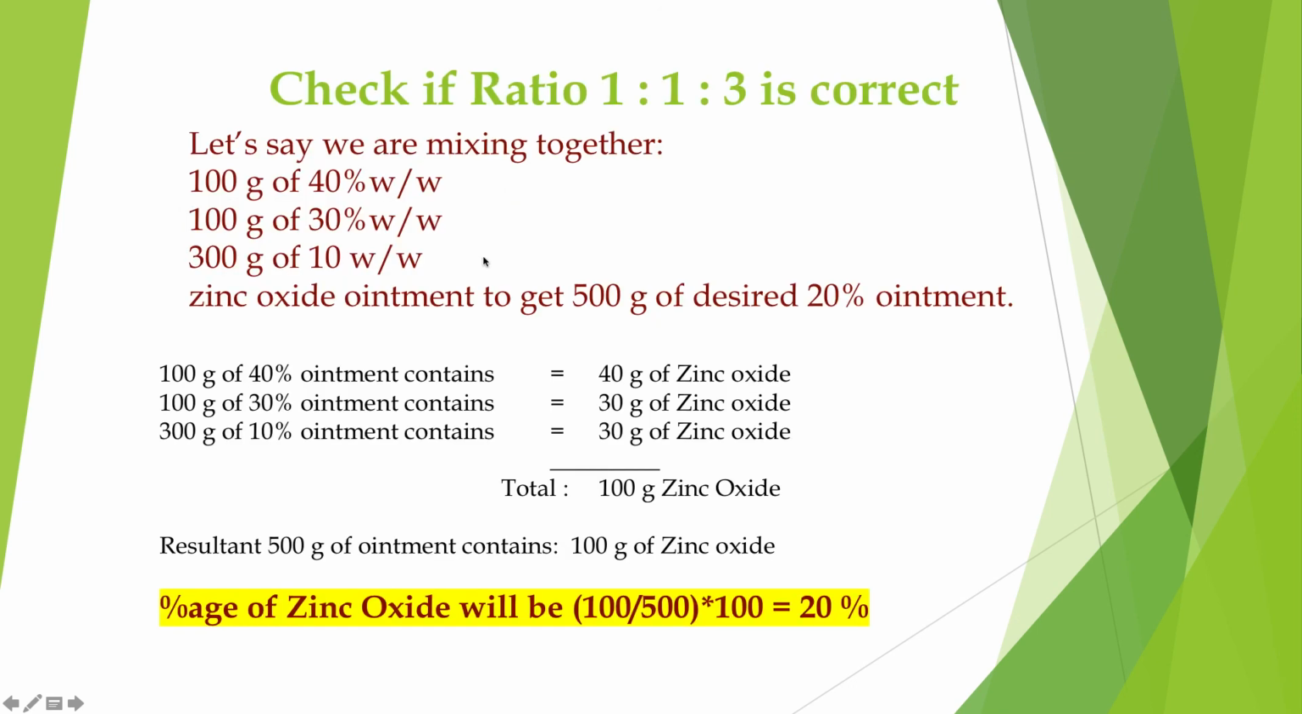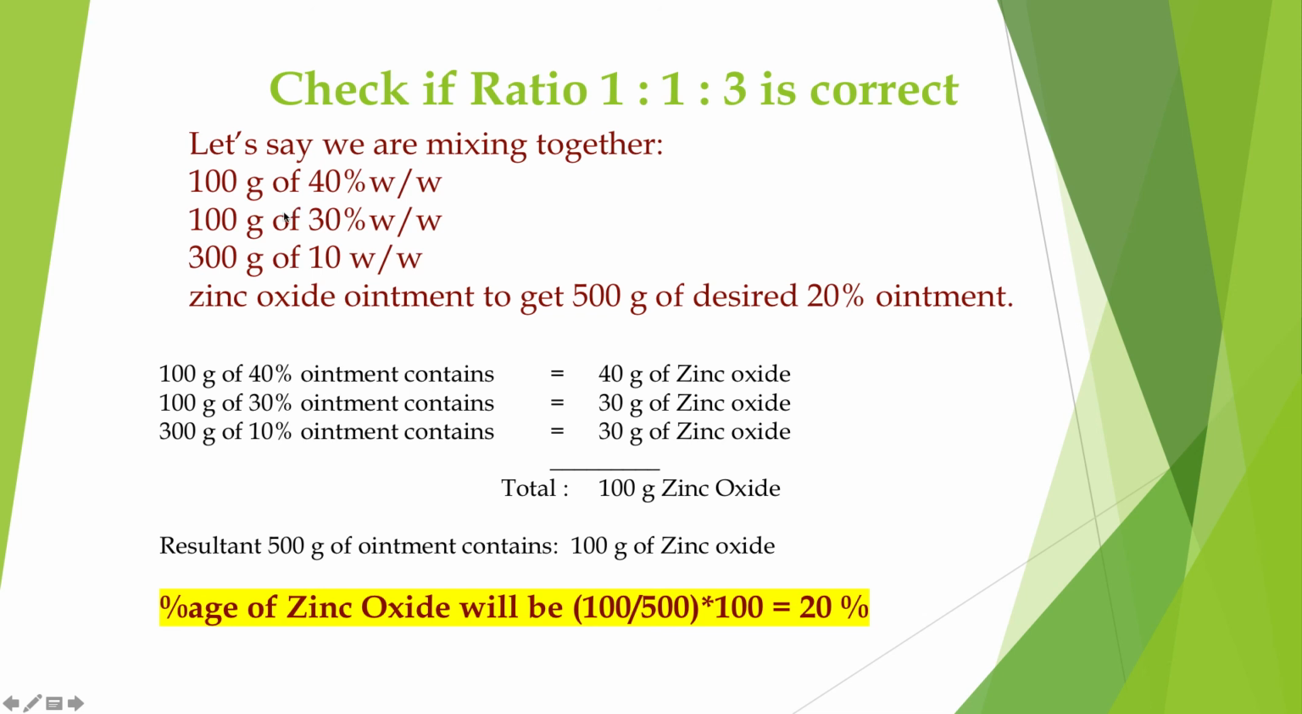Now, if we want to check whether this ratio 1:1:3 is correct or not, let's say we are mixing together 100 gram of 40% ointment, 100 gram of 30% ointment, and 300 gram of 10% ointment, to get a total of 500 grams of zinc oxide ointment of the desired strength of 20%. Now we have to check whether our calculation is correct, whether this ratio 1:1:3 is correct or not.